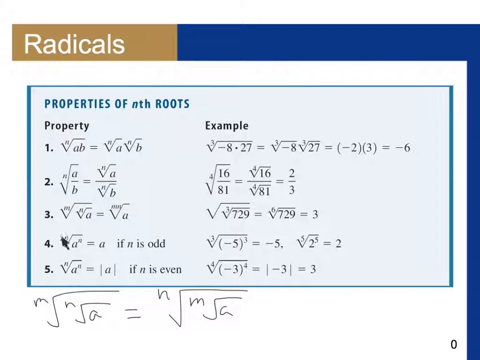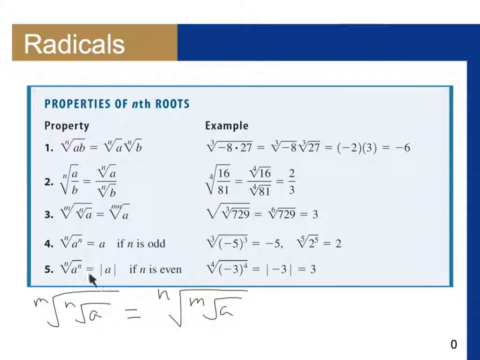If we take the nth root of a to the n, now this is undoing that exponent. So that's true if n is odd. So in other words, like the cube root of 2 cubed is 2. Or the cube root of minus 5 cubed is minus 5. It undoes that exponent.